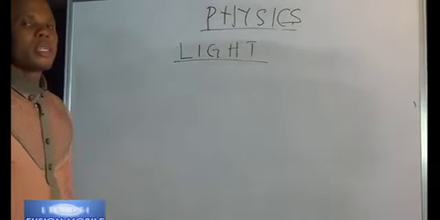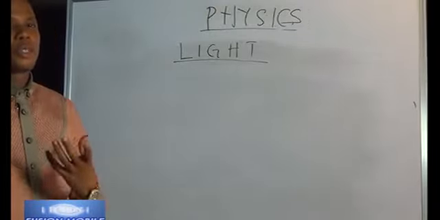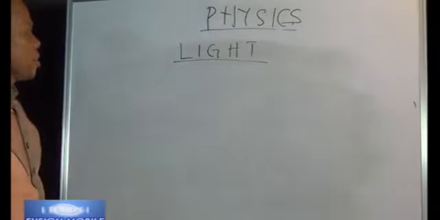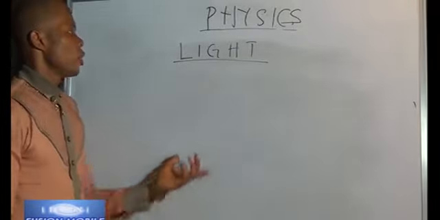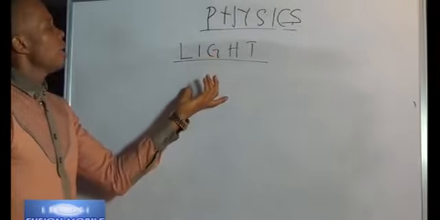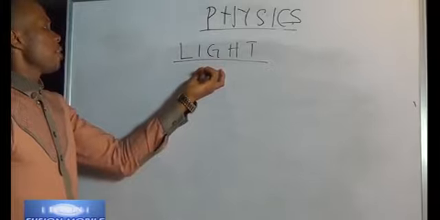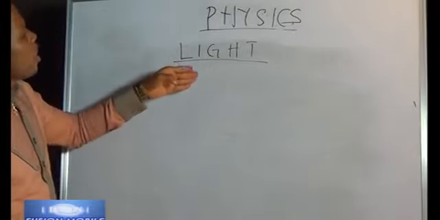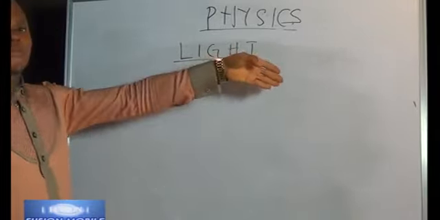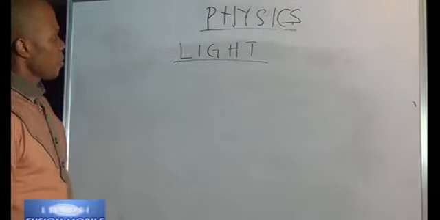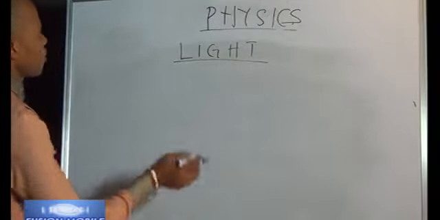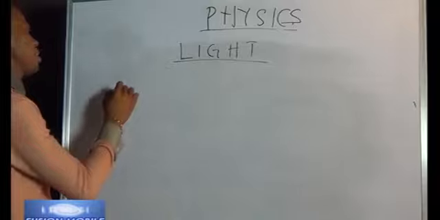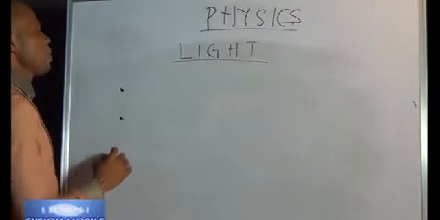Light is a kind of transverse wave that causes sensation to vision. If there is no light here, you won't see what I'm doing. And it's a transverse wave because the wave is perpendicular to the source vibration producing it. And we have sources of light. First, there are two types of sources of light.